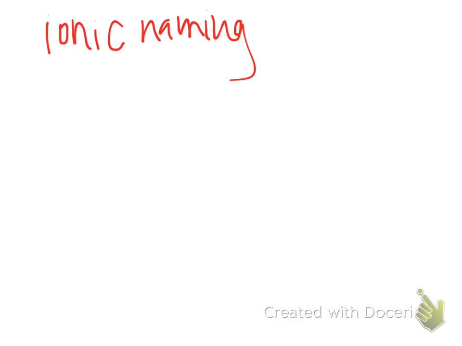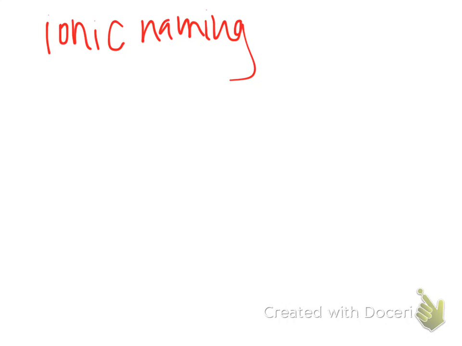Does anyone know what the word ionic means? Or where it's applicable? Have you heard of an ionic bond? Ionic bonds and covalent bonds are two main types of chemical bonding. And so ionic bonds is when we have a trading of electrons. There is a trading of electrons. Covalent bonds is when there is a sharing of electrons.